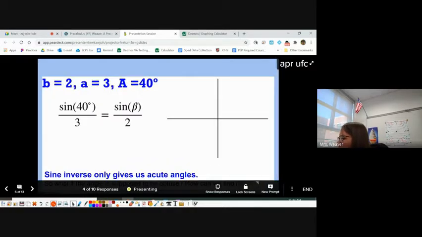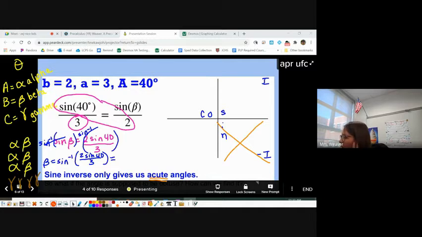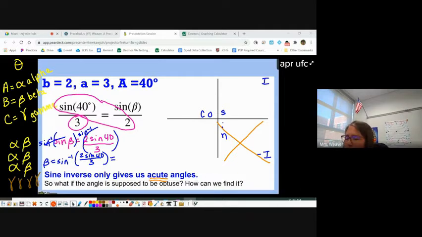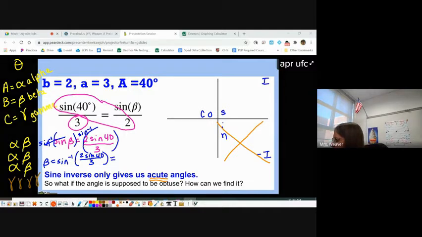If you come back and look at our picture here, it's only going to take us to quadrant 1. Sine inverse only goes to quadrant 1 and -1, and we're not interested in quadrant -1 today. So it's only going to give us quadrant 1 answers. So how are we going to find the obtuse angle? What are we going to do to find the obtuse angle? Okay, so let's take a look at a picture here.